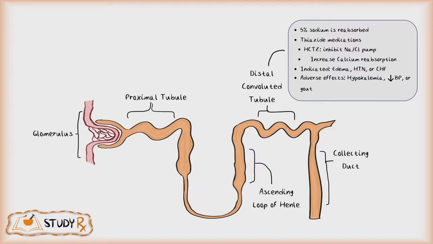Adverse effects now of thiazides are going to be similar to those of loop diuretics. So hypokalemia, low blood pressure, and gout. So why would there be gout? A plausible answer to this would be hyperuricemia, which is an abnormally high level of uric acid in the bloodstream.